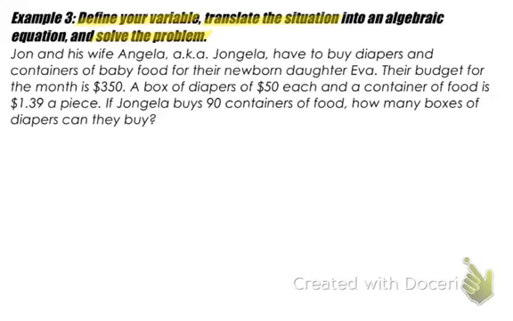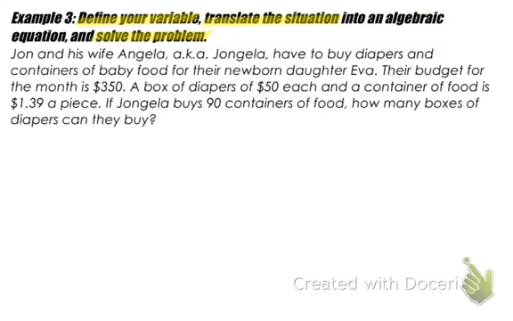It says John and his wife Angela, aka Johnjula, have to buy diapers and containers of baby food for their newborn daughter Ava. Their budget for the month is $350. A box of diapers is $50 each and a container of food is $1.39 a piece. If Johnjula buys 90 containers of food, how many boxes of diapers can they buy? So instead of just trying to answer the question right away, let's define our variables.